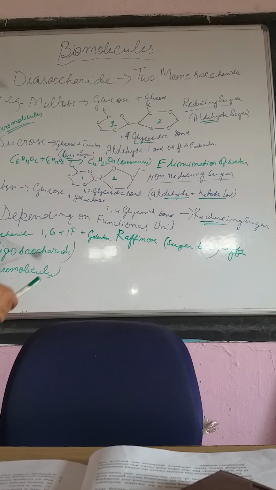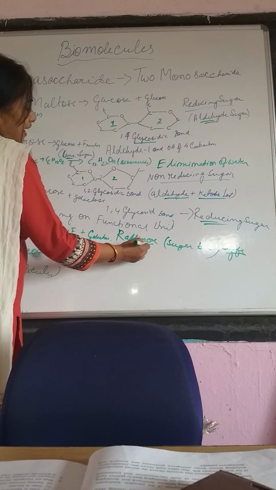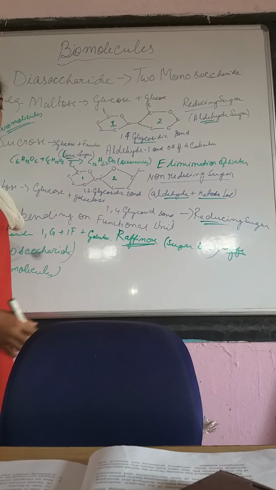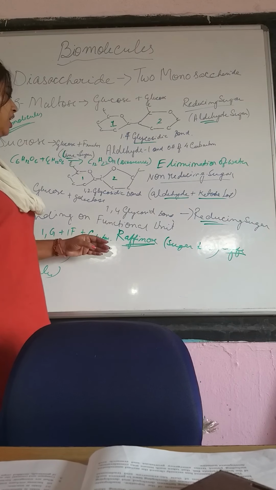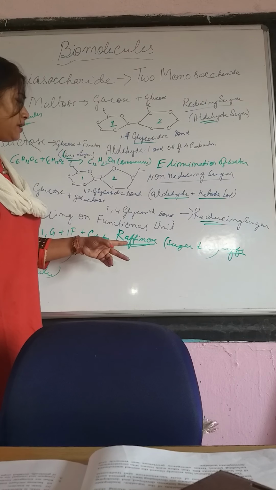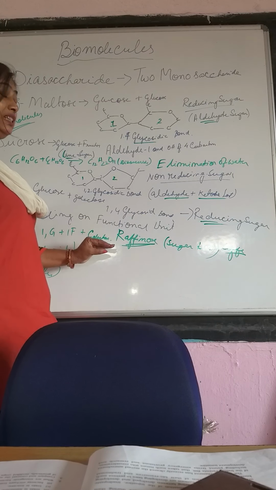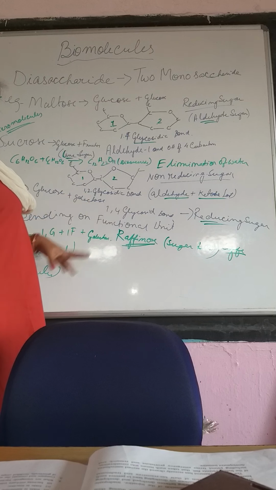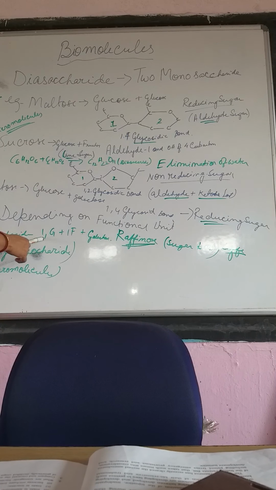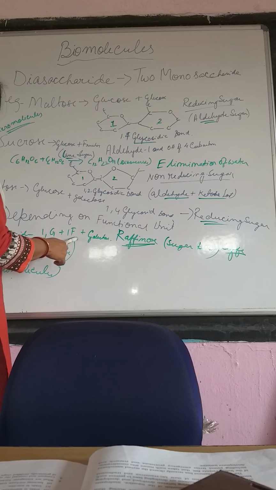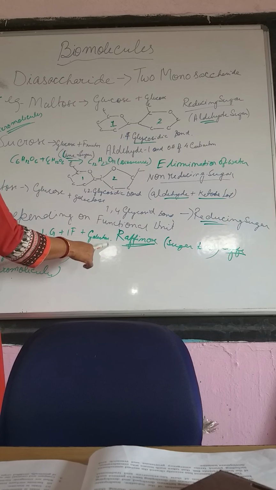Now again we have the trisaccharide. What is a trisaccharide? It is a molecule made up of 3 monosaccharides. One trisaccharide is known as raffinose. Raffinose is a sugar found in sugar beet and also in coffee. It is not a sweet tasting sugar. It has one molecule of glucose, one of fructose and one of galactose.